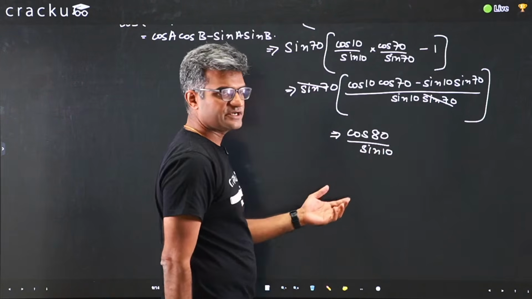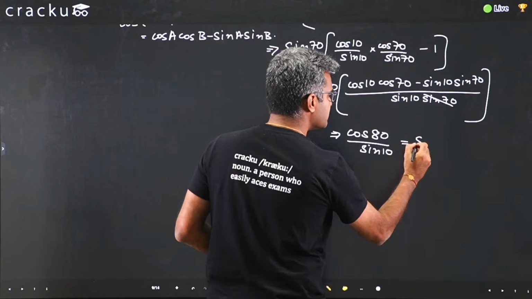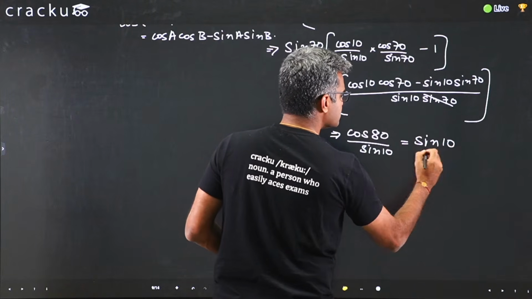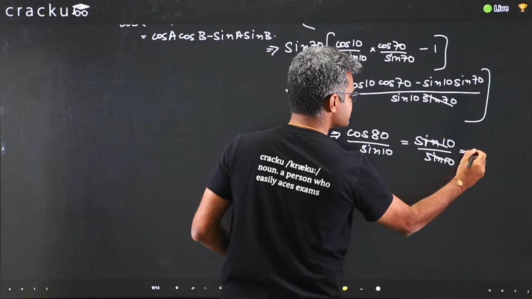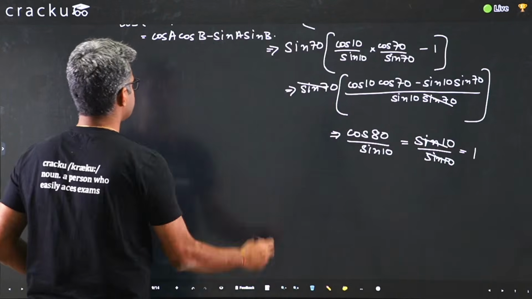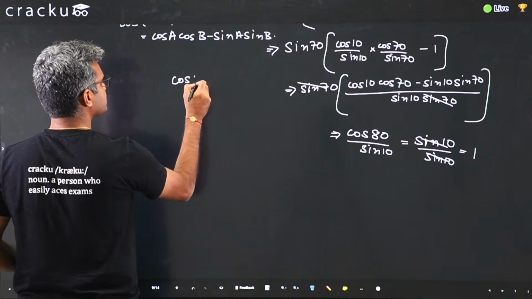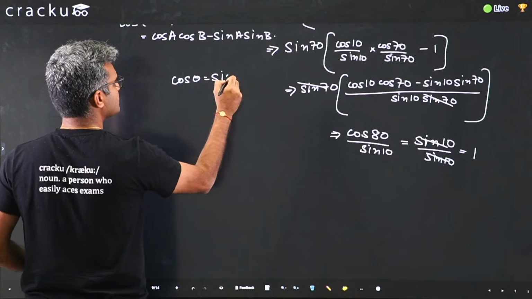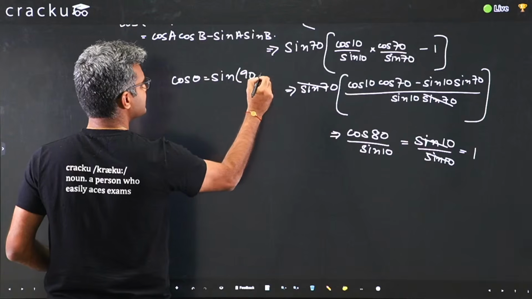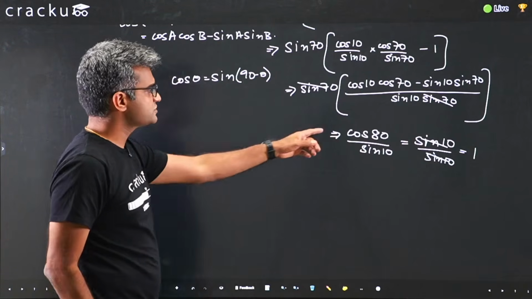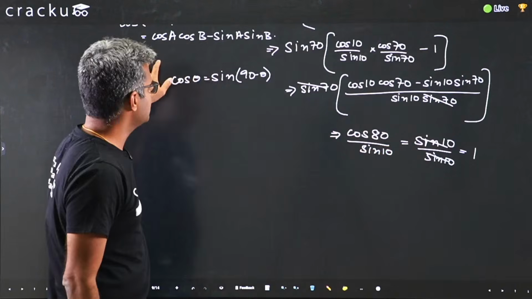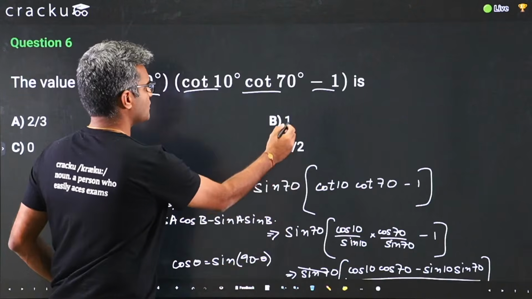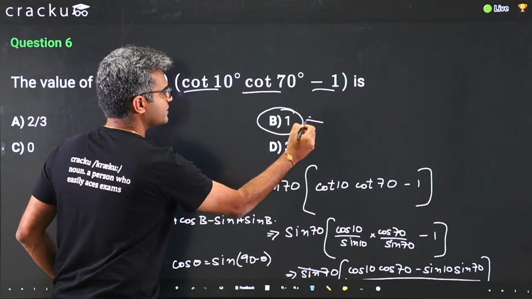But what is cos 80? Cos 80 is equal to sine 10. So the given expression is sine 10 divided by sine 10, which is equal to 1. Remember that cos theta is equal to sine of 90 minus theta. So cos of 80 degrees is equal to sine of 10 degrees. Both of them cancel, and the required answer is option B, which is equal to 1.